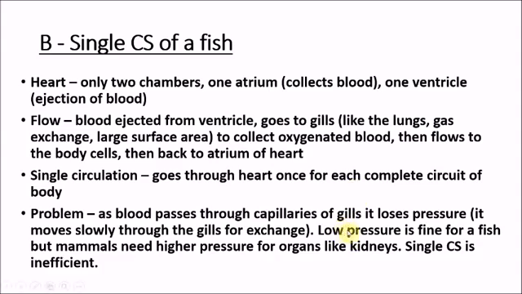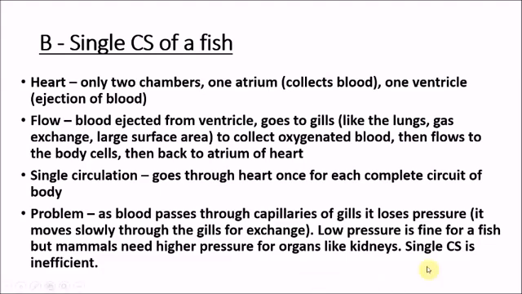Low pressure is fine for a fish though, because the fish doesn't have that many organs where pressure is required. But in a mammal, it needs high pressure for organs such as the kidneys. Now, the kidneys you don't need to know yet, but they do a process called ultrafiltration, and that's where substances are pushed out from the liquid of the blood into the kidneys to be filtered, and then some are pushed back into the blood. They need high pressure for that. If the pressure is too low, then that's not going to happen, and all the poison that's in the blood is going to stay in the blood, and it won't be filtered out.